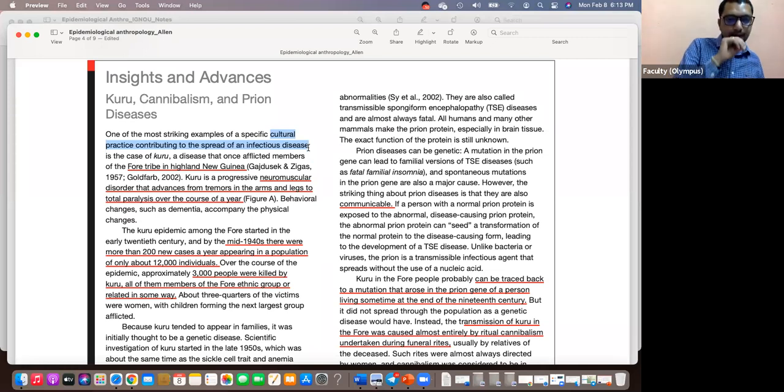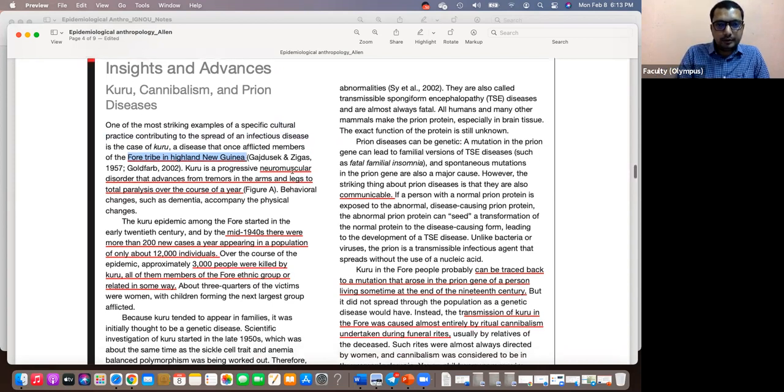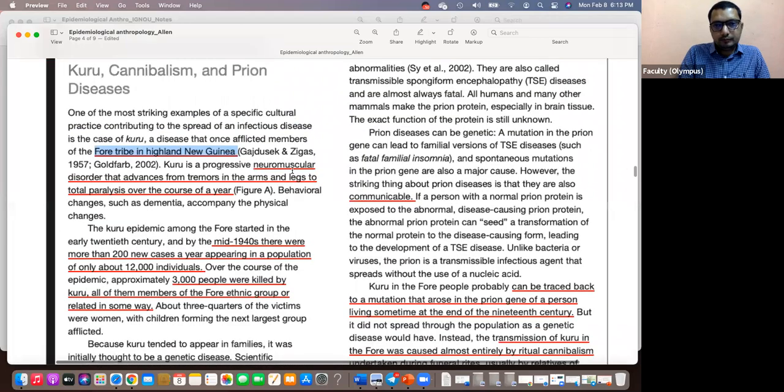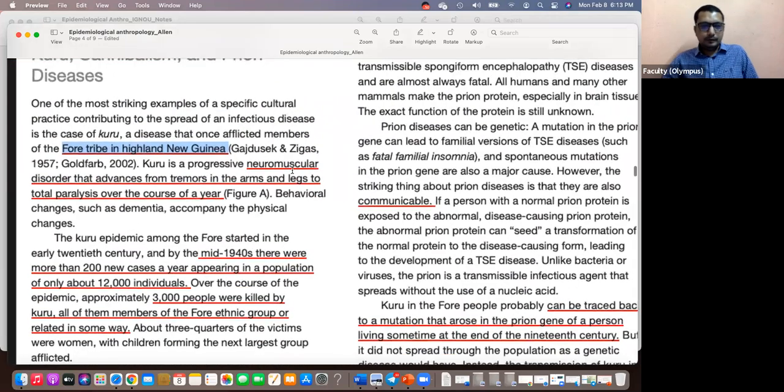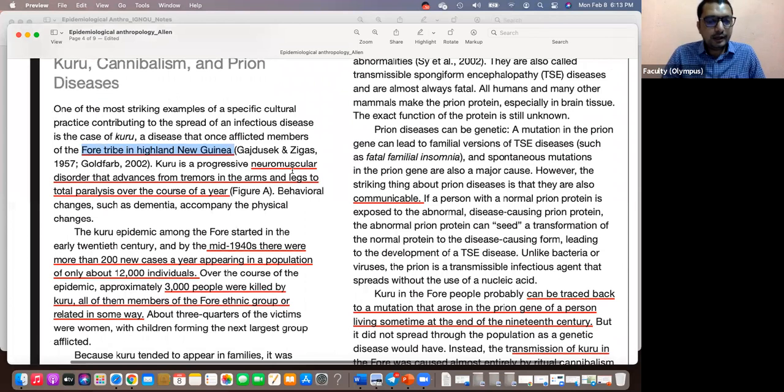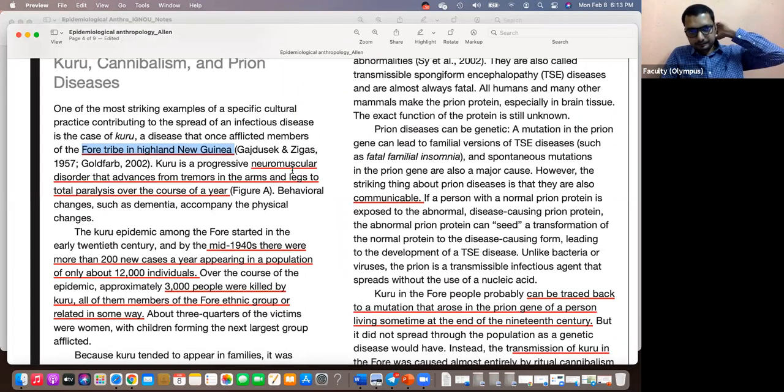So here the place in question, or in study here, is a tribe in Highland New Guinea. Are you able to see this, or do you want to enlarge the tribe in Highland New Guinea?